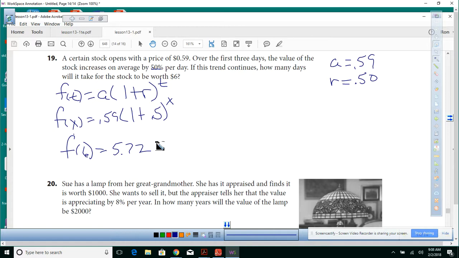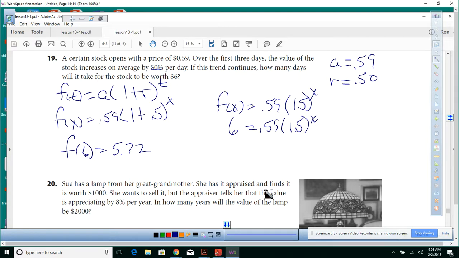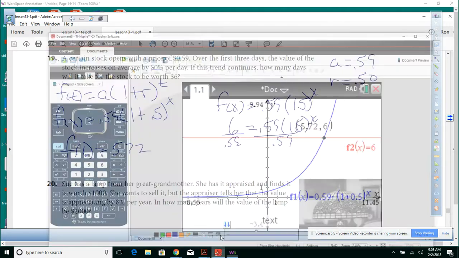a graphing calculator. Well, we can take this right here, we can say f of x equals 0.59, and then 1 plus 0.5, that's 1.5 to the x power. Okay, so this was 6, so we'll put 6 equals 0.59 times 1.5 to the x power. Divide both sides by 0.59. So what do we got?